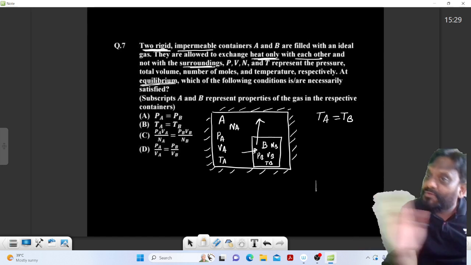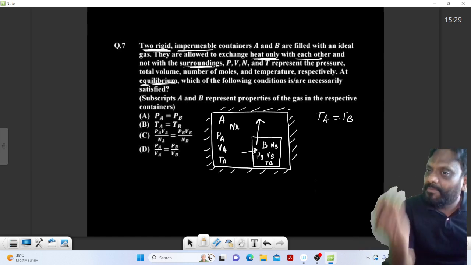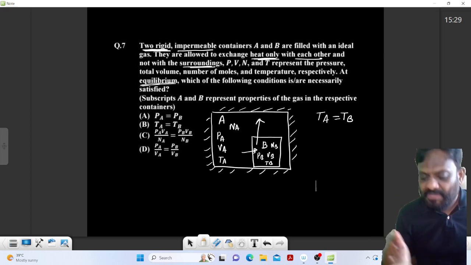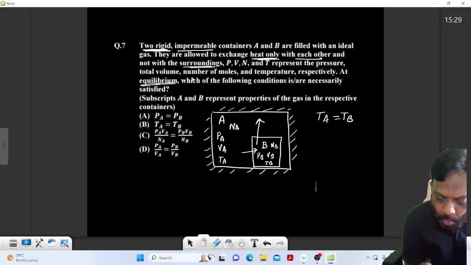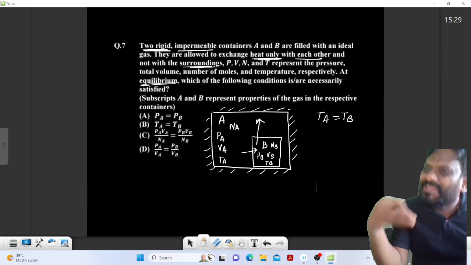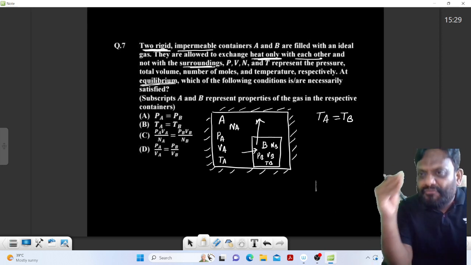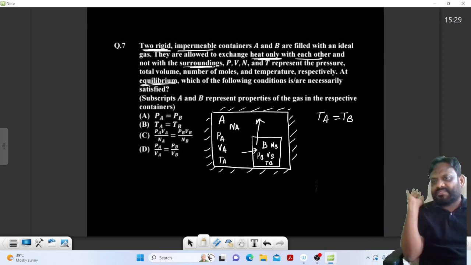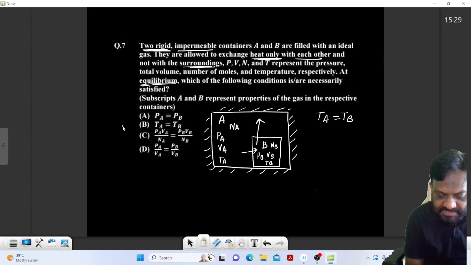If work also gets transferred, then pressure equilibrium will be there. But here there is only heat transfer. That is the key word here. Only with the heat transfer only. That's why when the heat transfer is taking place, it should transfer until thermal equilibrium is reached. So therefore, there is only thermal equilibrium in this case. And you also know, so this is correct.